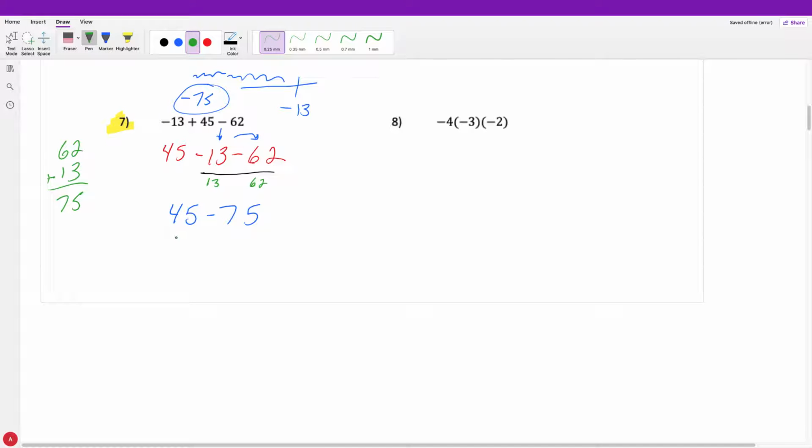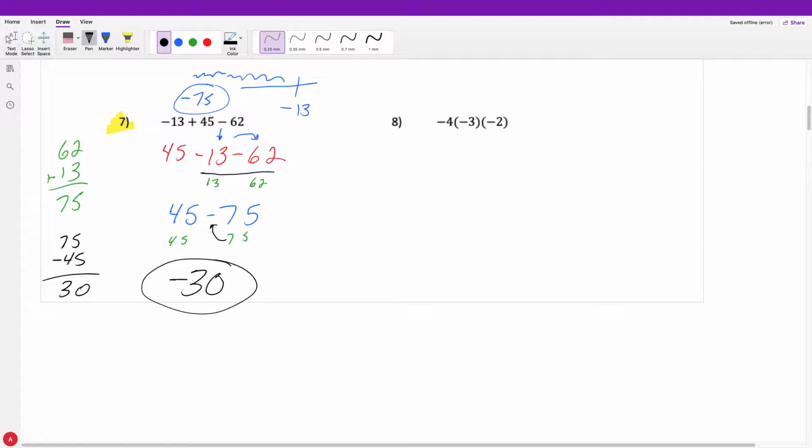From here, we will look at them as both positive numbers again, and then off to the side, take the larger number and subtract the smaller one from it. So 75 minus 45, this is going to give me 30. And then the way I know what my final answer is, I look and see, okay, what was the sign of my larger number? So since my larger number was negative, that means our answer must be negative as well.